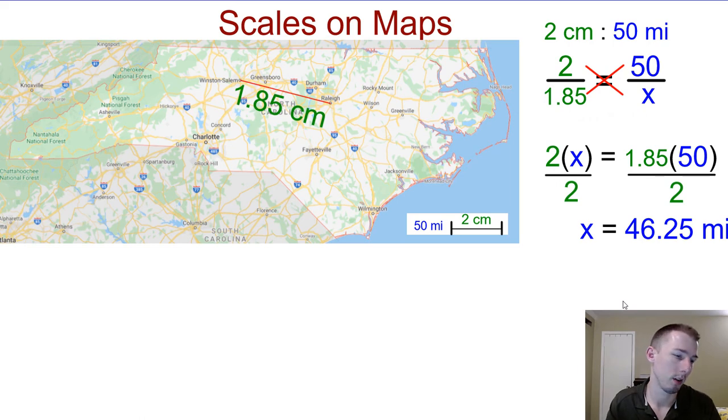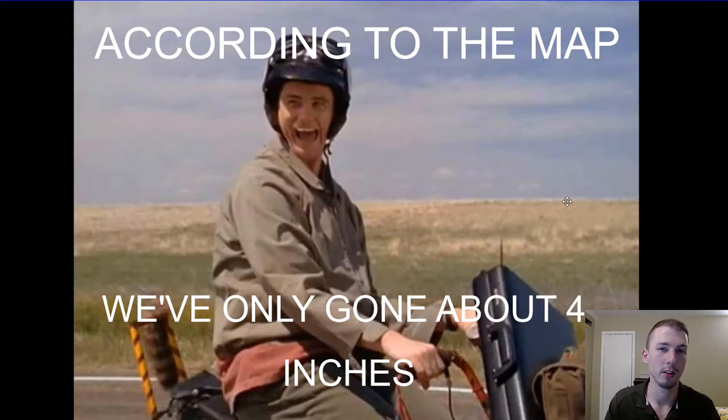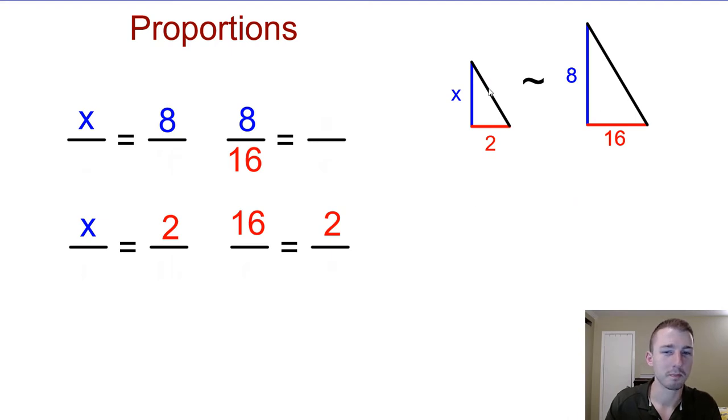So this is where I have this awesome meme from Dumb and Dumber. So anyway, according to the map, we've only gotten 4 inches, so we've got a long way to go to get to Aspen.